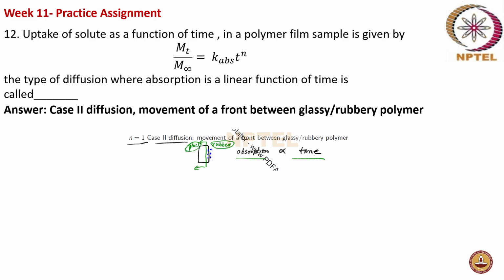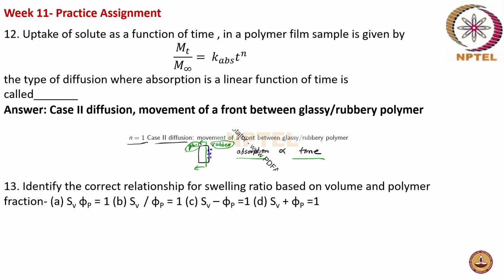When n equals 0.5, it is a Fickian diffusion, and when n is not equal to 0.5, it is called anomalous diffusion, where diffusion and relaxation both play a role. And when n equals 1, this is called case 2 diffusion.